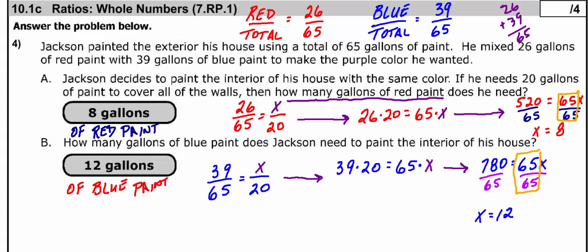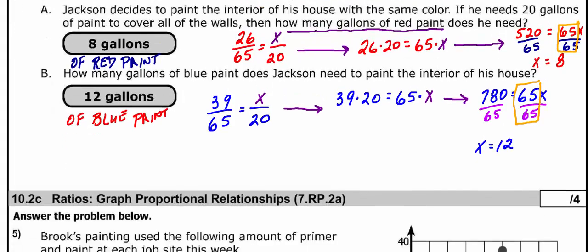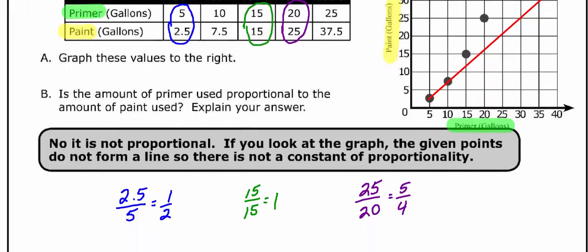Okay, again, pause if you need to make notes. Make sure you're understanding it before you move on.